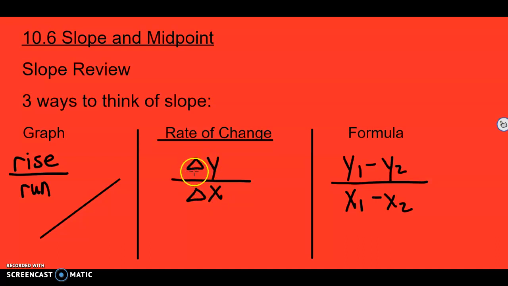And in physical science, you should have seen this delta before. Delta y over delta x. How y is changing relative to how x is changing. This, to me, is the most important definition of slope because it gives you a base understanding of what slope is. It's relating how two different variables are changing relative to one another.